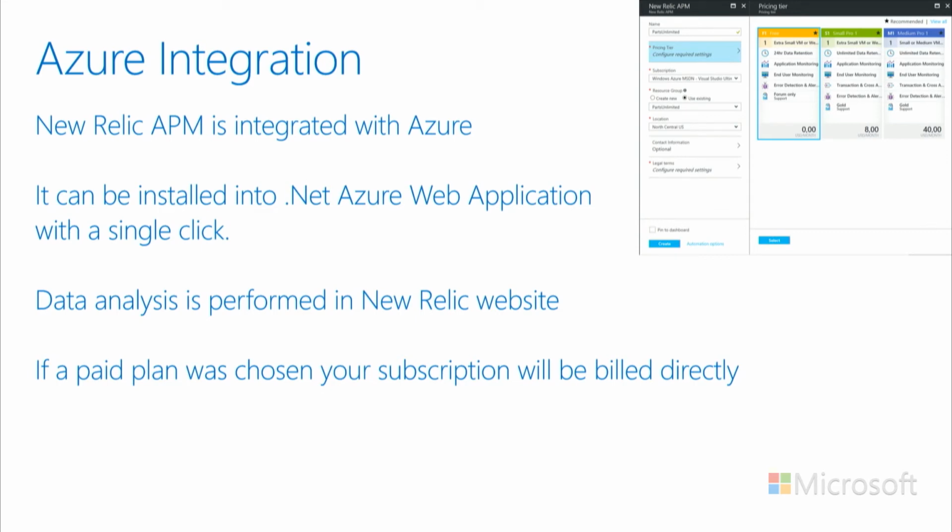New Relic APM also has an Azure integration. It can be installed into a .NET Azure web application with a single click. It also supports, obviously, worker roles and VMs, just like any other server. The data analysis is still performed on the New Relic website. It's not performed on the Azure portal. If you choose a paid plan, your subscription will be billed directly, so you don't have to have another billing in place with New Relic. It is directly billed to your Azure account subscription.